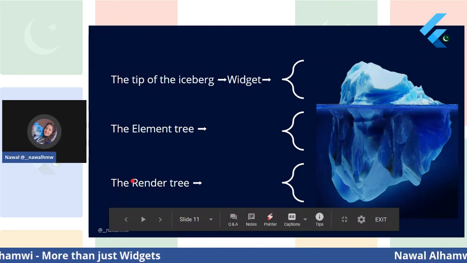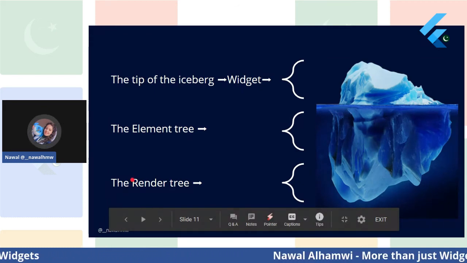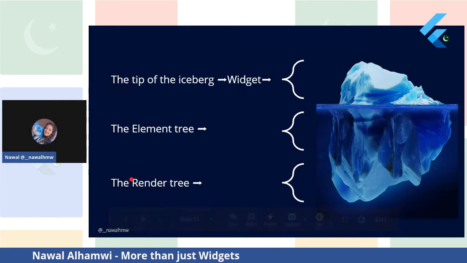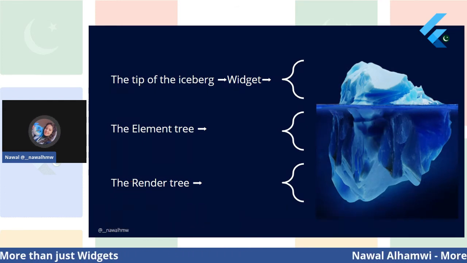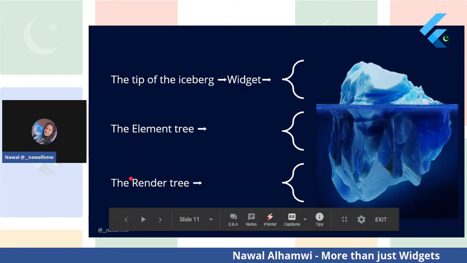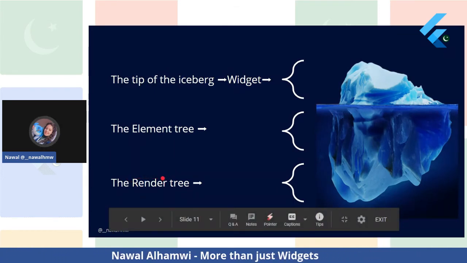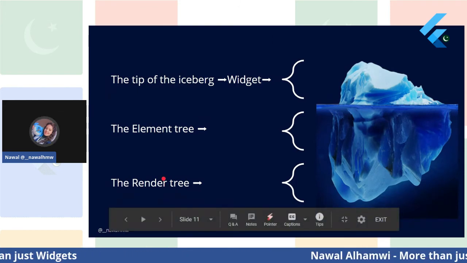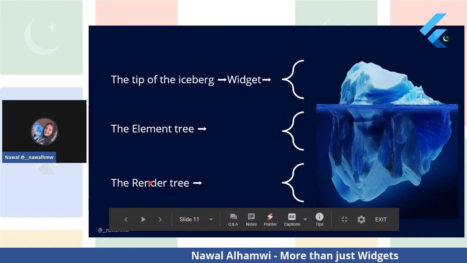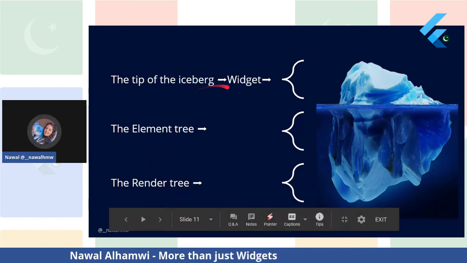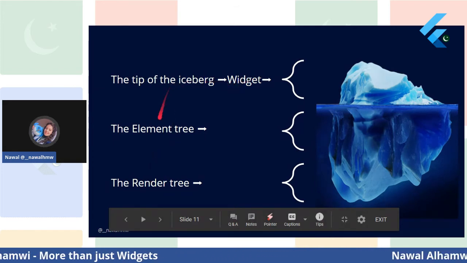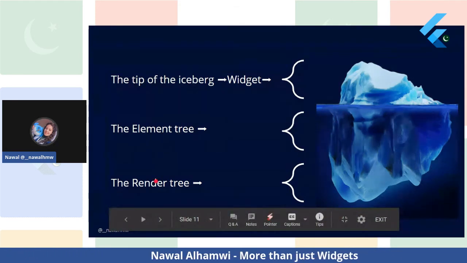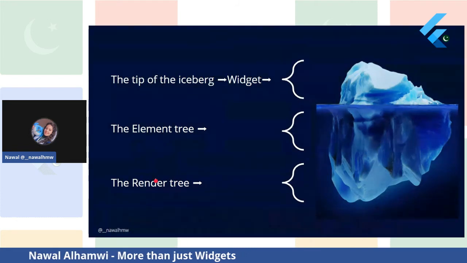In this specific order, each tree is dependent on the other. We cannot see the widgets that we write in our IDEs if those widgets aren't rendered in the render tree by the render objects. So every tree is dependent on the other, and it flows in this order: widget tree, element tree, lastly the render tree.